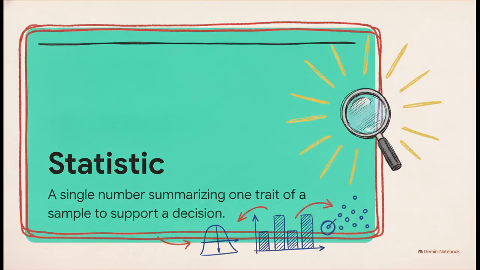And that brings us to the actual definition of a statistic. Honestly, there is no magic here. A statistic is quite literally just one single number, summarizing one of those specific traits of a sample. That's it. It exists purely to help you make a concrete engineering choice when you're faced with uncertainty.